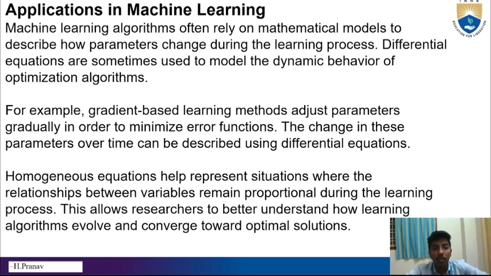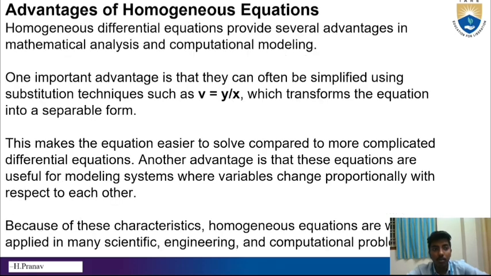The change in these parameters over time can be described using differential equations. Homogeneous equations help represent situations where the relationships between variables remain proportional during the learning process. This allows researchers to better understand how learning algorithms evolve and converge toward optimal solutions.